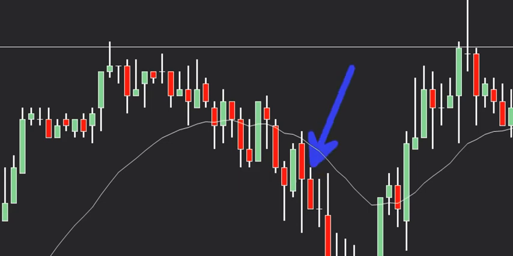A perfect example of this is this candle right there. We have absolutely no wick on the lows, a little bit of wick on the highs, and we closed right down at the bottom. So that's a perfect bearish candle, and that's a trending candle because we closed towards the lows.